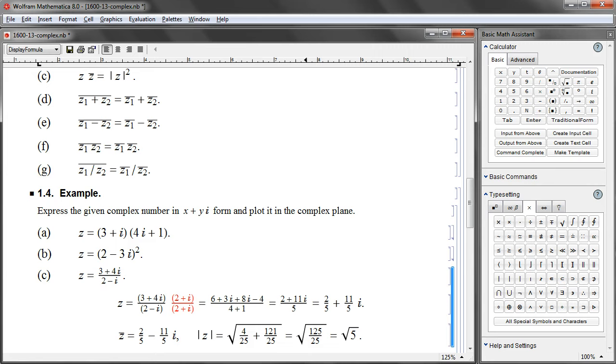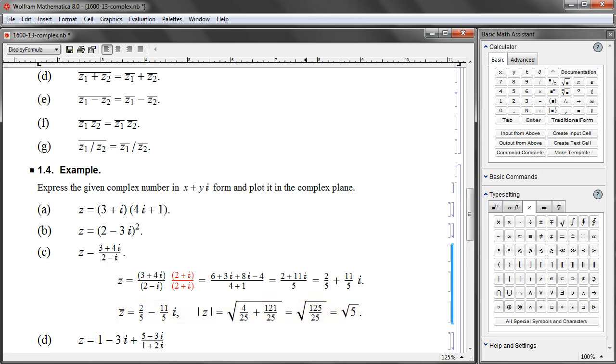The key is to make the denominator a single real number, so that you can separate the real part plus imaginary part like that. Now that we have expressed z into x plus yi form, finding its conjugate is easy. Simply change the sign of the imaginary part, 2/5 minus 11/5 i. And then by plugging everything into this absolute value formula, x squared plus y squared, and taking the square root of everything, we end up with the modulus.